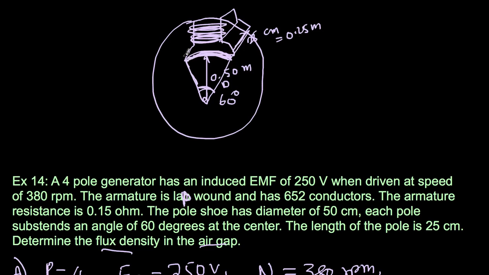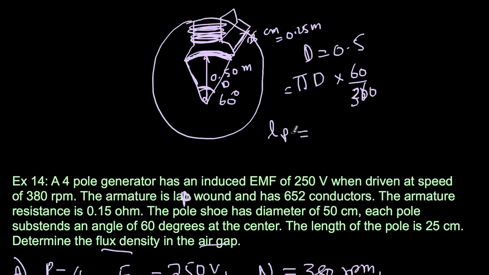So cross-section area will be arc length. If the diameter is 0.5, what will be the perimeter? Perimeter will be pi d. But only 60 degrees I have to consider. So into 60 by 360, I have to take that. So only 1/6 will be considered. So this will be the width of the pole, WP. So pi d into 60 by 360, where the diameter is 0.5.